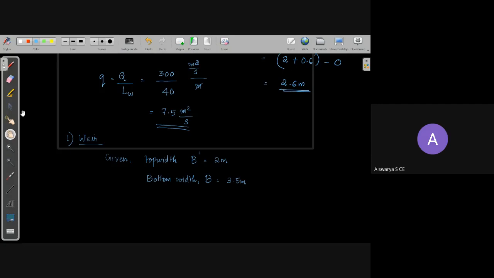Okay, next the cutoff wall. In the cutoff wall, we need to find out the depth. What is the equation for 1.5 R? Yesterday we saw the equations for scouring depth.